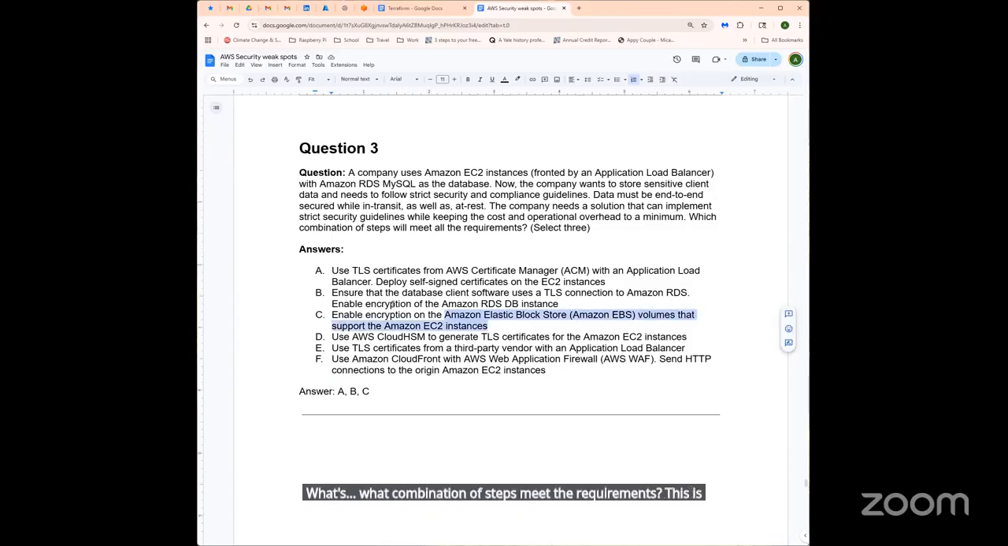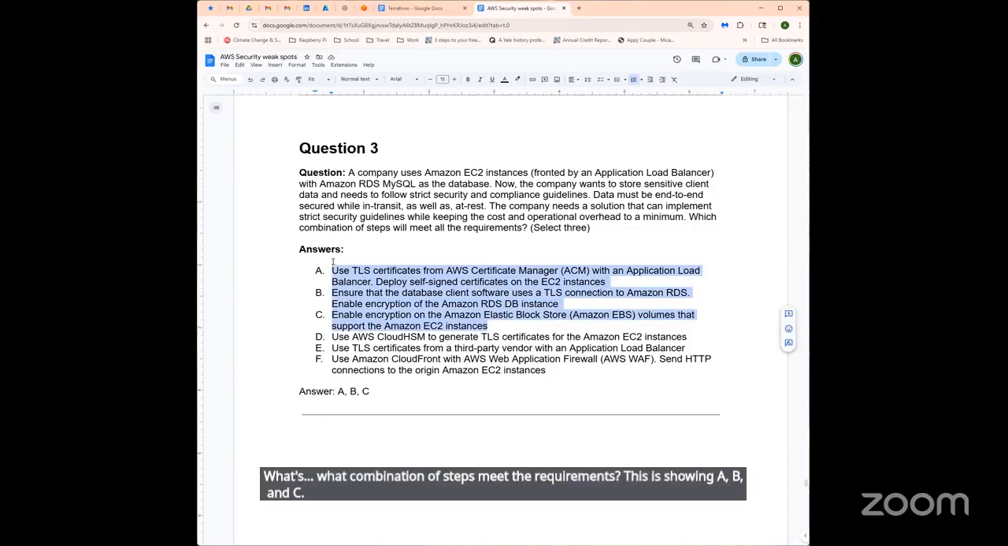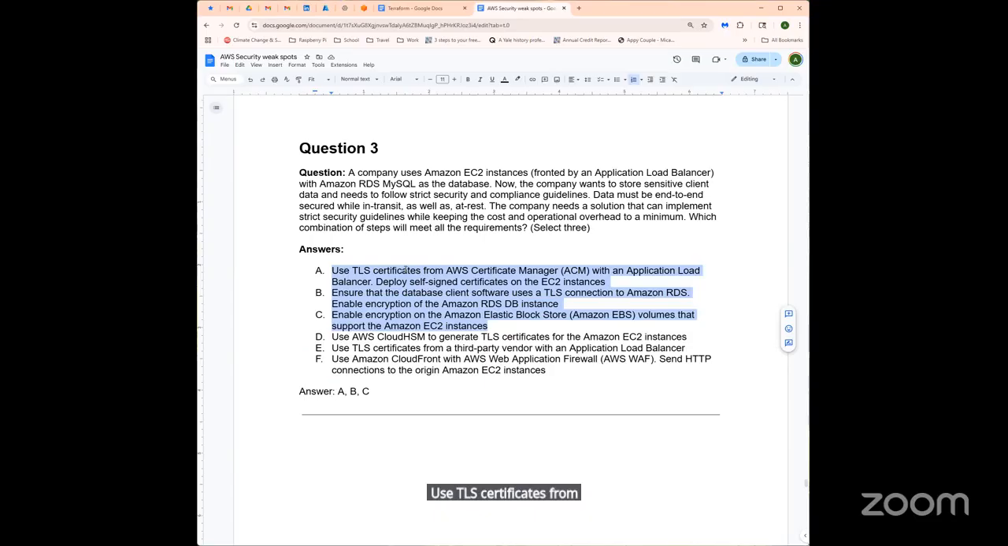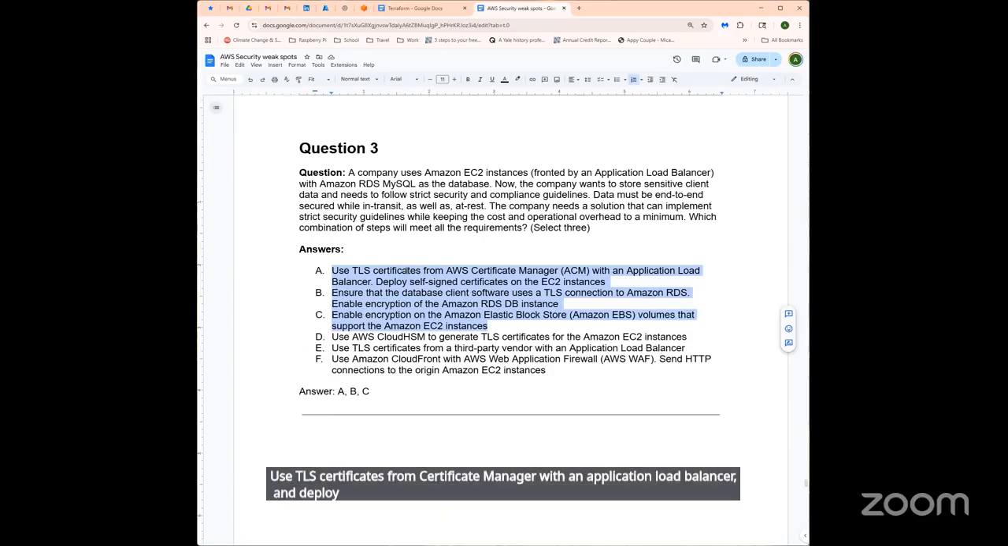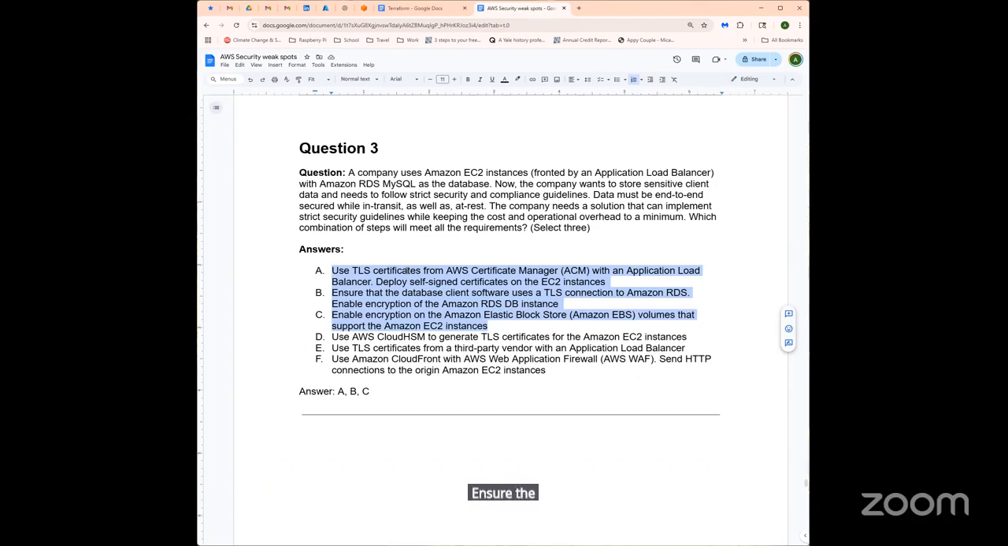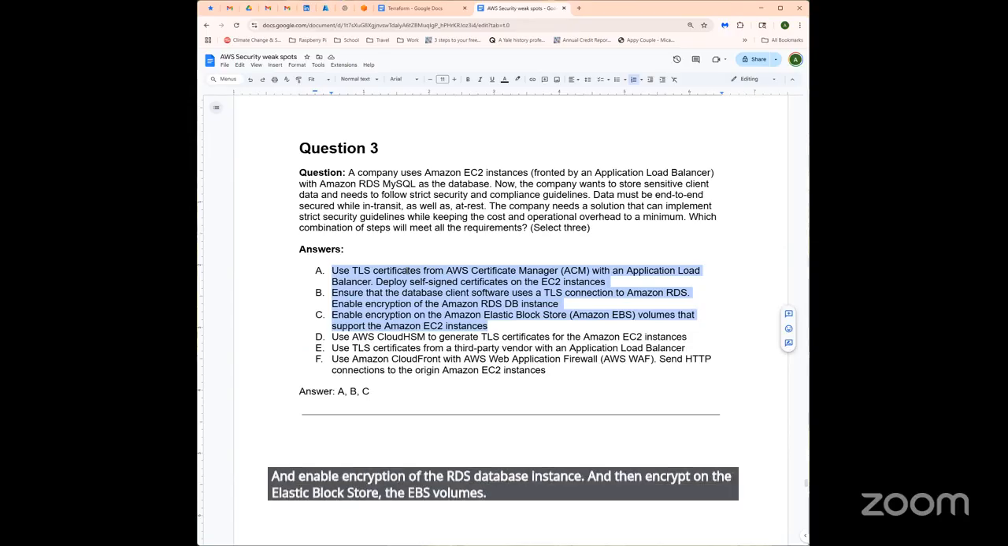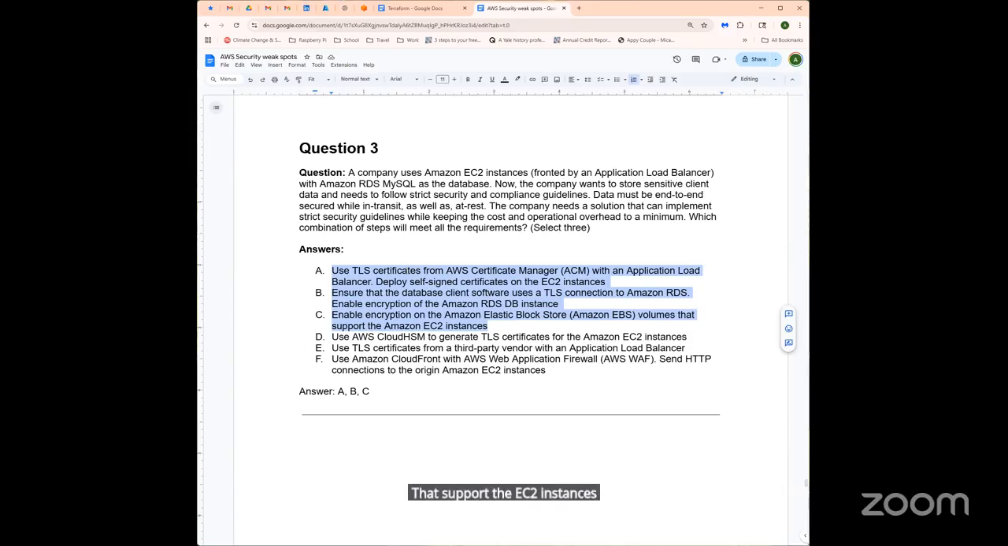This is showing A, B, and C. Use TLS certificates from Certificate Manager with an Application Load Balancer and deploy self-signed certificates on the EC2 instances. Ensure the database client software uses a TLS connection to Amazon RDS and enable encryption of the RDS database instance. And then encrypt the Elastic Block Store, the EBS volumes, that support the EC2 instances. So why is this correct?